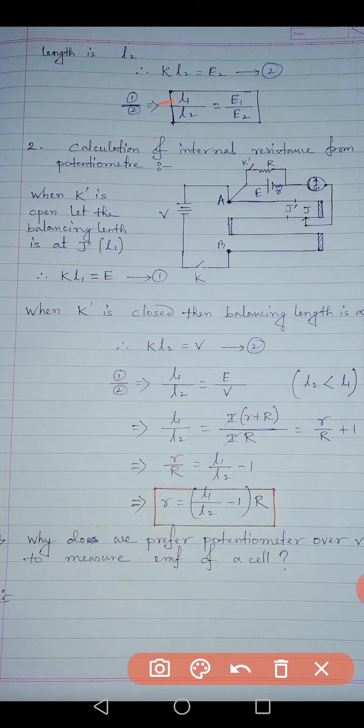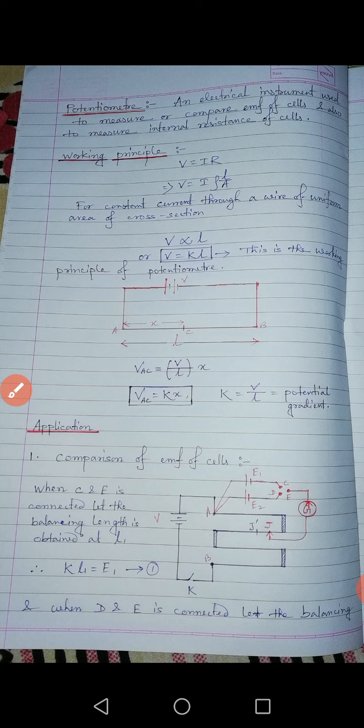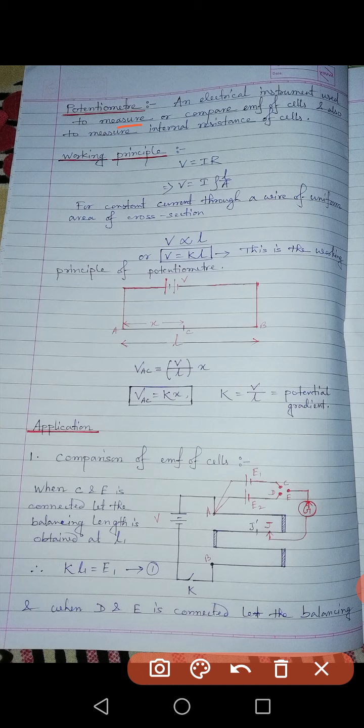And L1 and L2 can easily be measured from the instrument itself, because they are lengths, and to measure length there will be a meter scale attached to it. With the help of that meter scale we can easily measure L1 and L2. Suppose out of cells E1 and E2, if one EMF is known to us, then the other EMF we can easily find out. On the last page I have written that the potentiometer can be used to measure EMF. How? If the EMF of one cell is known, then we can measure the EMF of the other. But if the EMFs of both cells are unknown, then we can compare the EMFs.